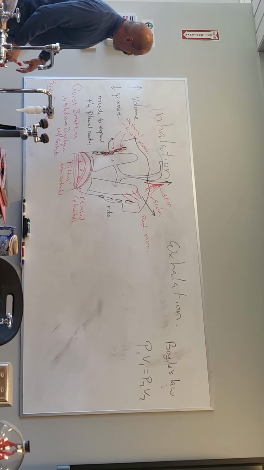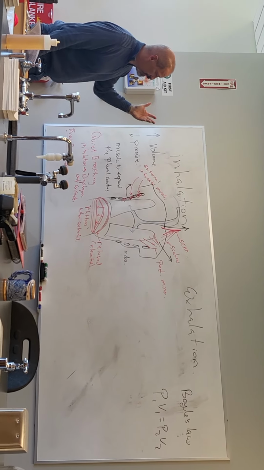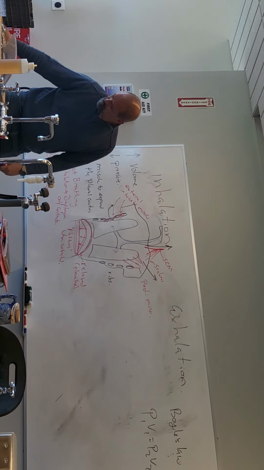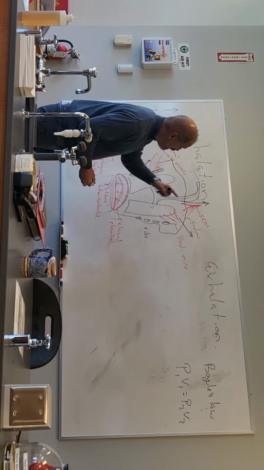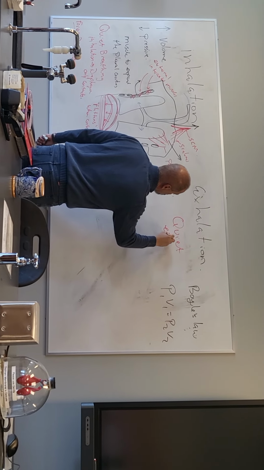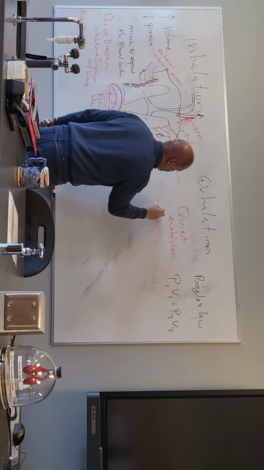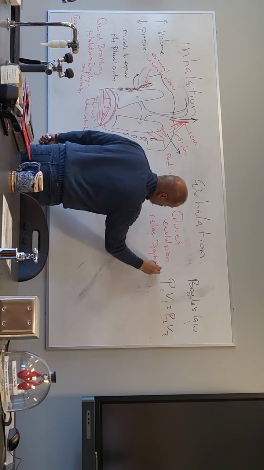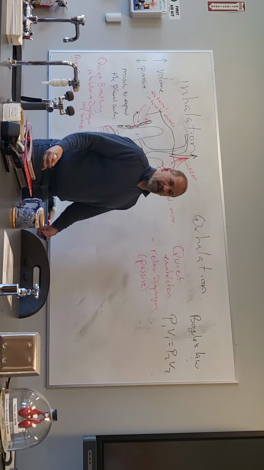Okay, so you've got to know the muscles involved in quiet breathing and the muscles involved in labored or forced breathing. These are for inhalation. Let's talk about exhalation. So when we do quiet exhalation, all we have to do here is relax the diaphragm. So it's a passive process. You just let the diaphragm relax.